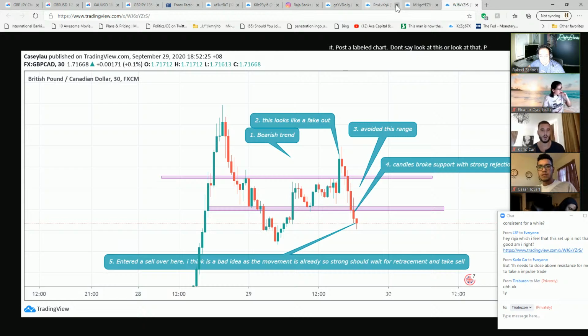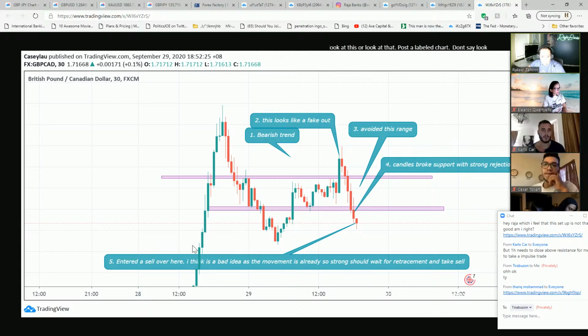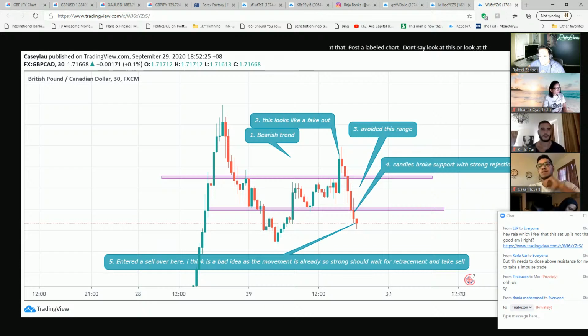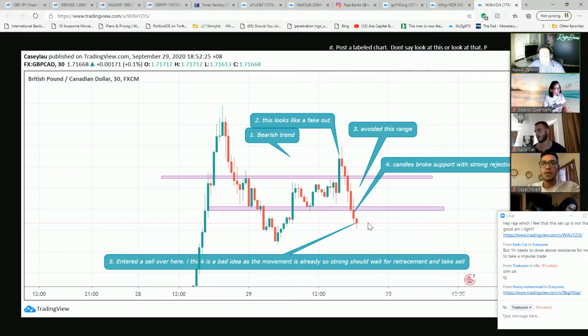Let's take a look at this chart. This is GBPCAD 30-minute bearish trend. Looks like a fake out. Okay, the fake out has already happened, because look, price came back in the range, then price broke below. Avoided this range. Candle broke below support. Entered a sell over here. I think it's a bad idea as the movement is already so strong. Should have waited for a retracement to take a sell. Yes, that's correct.